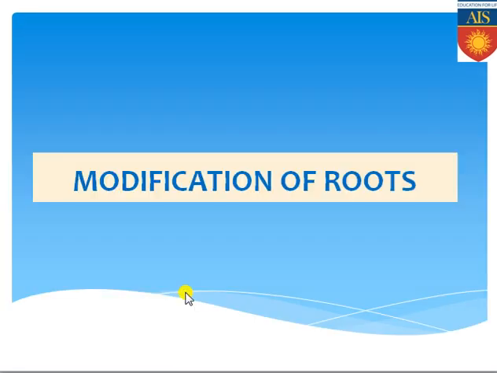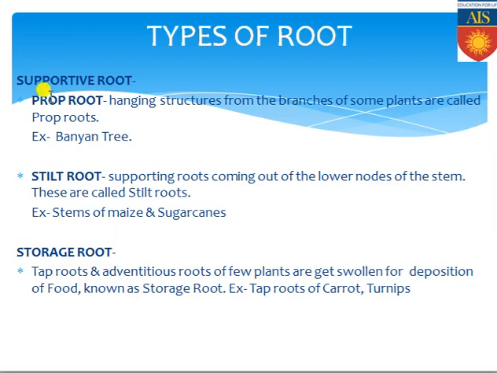Now we will move on to the modification of roots. Roots get modified for various kinds of activities, so based on the activities we have categorized them. First of all, the type of root based on support is called the supportive root. When the roots provide support to the plant body, helping it to stand erect and straight, that kind of root is called a supportive root.